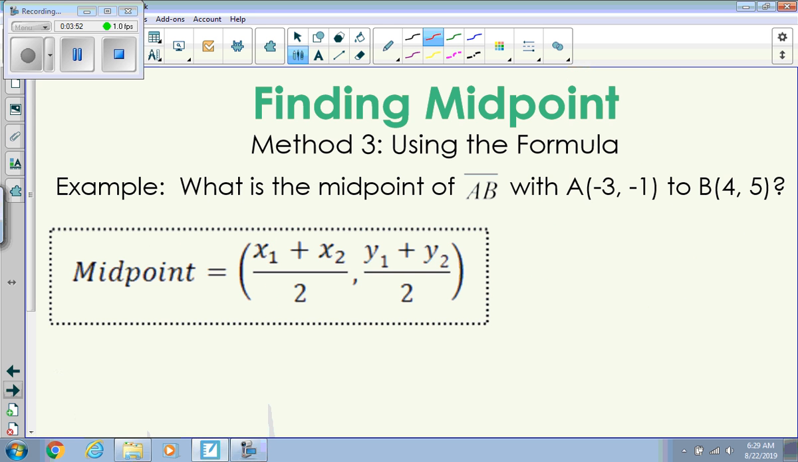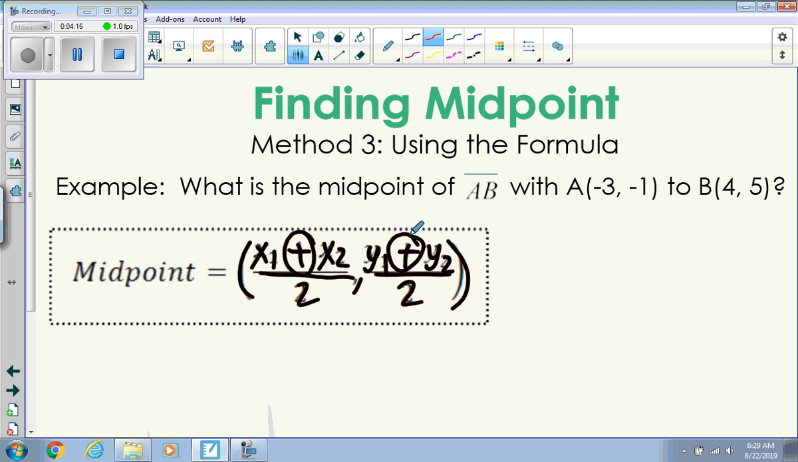The last one is going to be that formula. This is the only one that has addition between the two. So it's going to be x1 plus x2 over 2, comma, y1 plus y2 over 2. Okay, the plus is new. All of our other equations have minuses. This one is a plus. Okay, so I'm going to label my points x1, y1, x2, y2. And I'm just going to plug them into the formula.